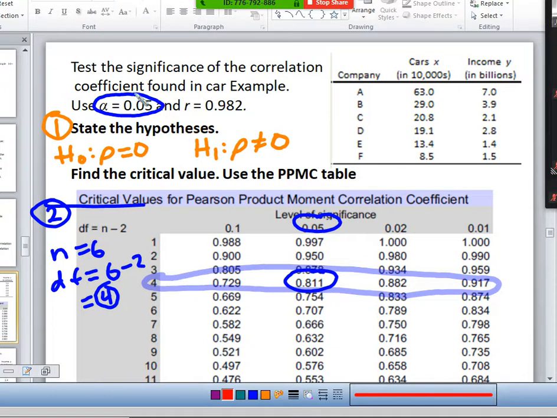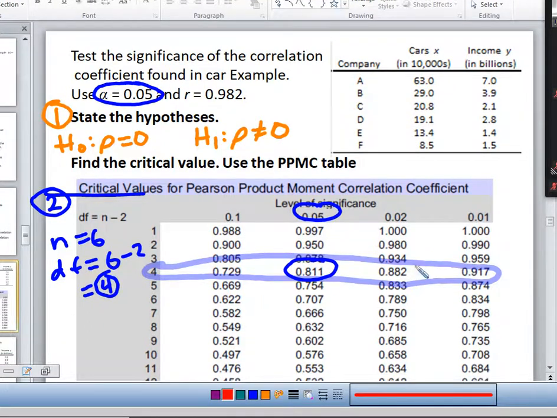And then, second step, find my critical value. So alpha is 0.05. My degrees of freedom, I have 6 items here, so my degrees of freedom is going to be 6 minus 2. It's going to be 4. So I'm going to grab 4. It's one of these rows here. And then alpha 0.05, right there, it's going to be 0.811. That's going to be my critical value.